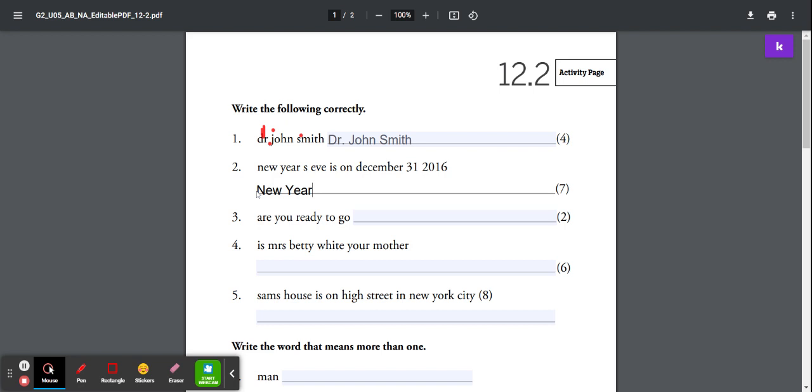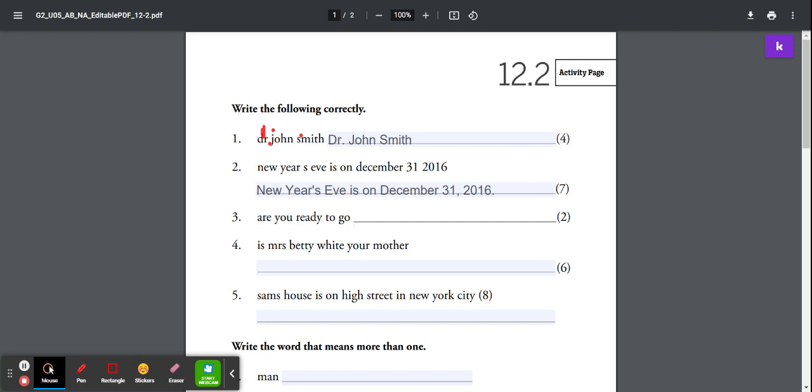Capital Y for year. Apostrophe S. The Eve is belonging to New Year. Capital EVE. So I did 1, 2, apostrophe 3, 4. So forth. Is on December. December is a month, so I capitalize it. 31st, that was 5 with December. Put a comma after 31st to separate the date from the year. So that's 6, space 2016, and the period at the end of my sentence. That makes 7.